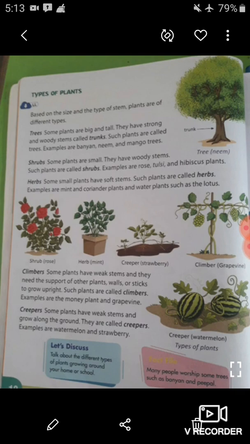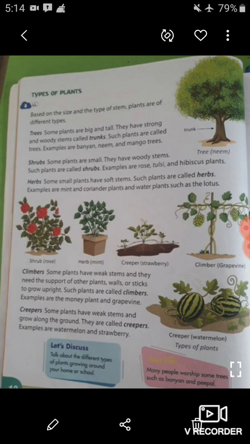So students, here some pictures of shrubs and herbs are given. Look, the picture of a shrub. Next, a herb, that is mint. Now let's come to the next type of plant, climbers.